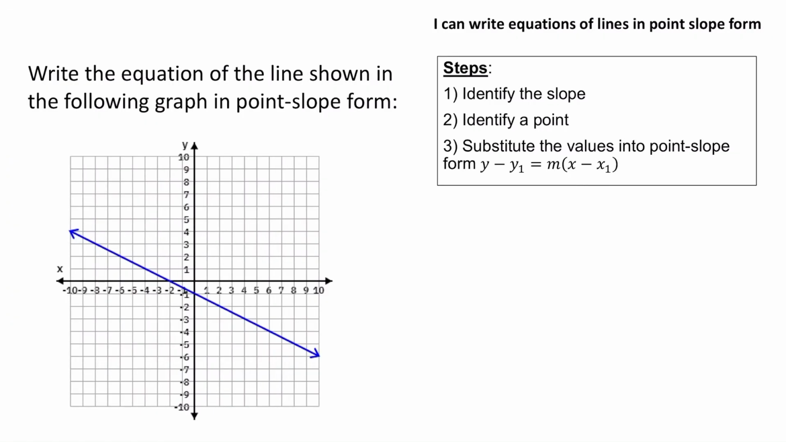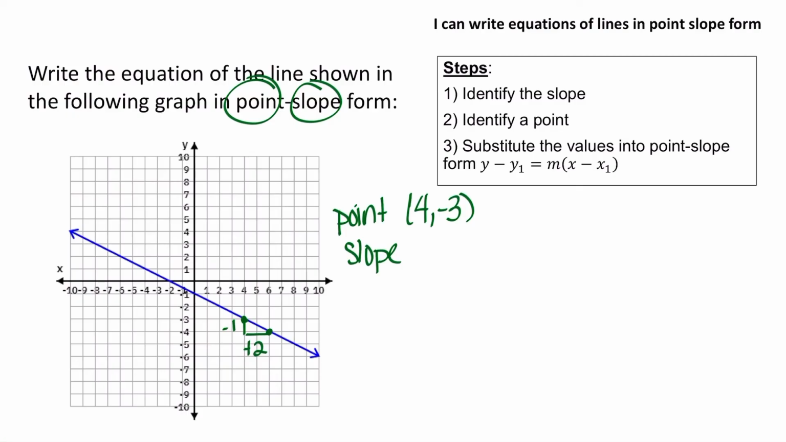So now let's write the equation of the line shown in point slope form. So once again, I'm going to pick a point and figure out the slope. You can pick any point you want. I'm going to pick this point 4, negative 3. And then I'm going to use that to figure out the slope. So if I pick another point, this point looks good. Let's go from left to right. So I go down 1 and I go right 2. So my slope equals negative 1 over 2.